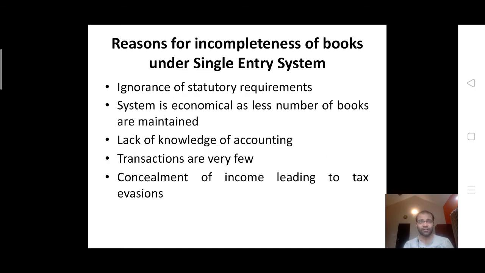The reasons for incompleteness of the books under the single entry system are ignorance of statutory requirements. System is economical. Sometimes it might be very cheap, but very few books are maintained here. Lack of knowledge of accounting principles. Transactions undertaken are very few, due to which the number of books maintained is also very small. Concealment of income leading to tax evasion. So these are the different reasons why there is incompleteness in the records of single entry system.